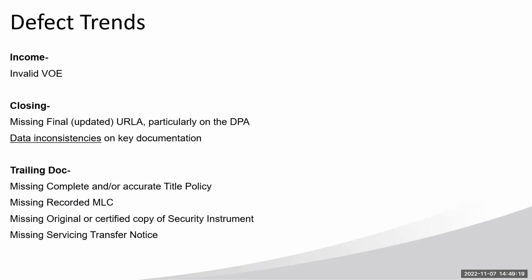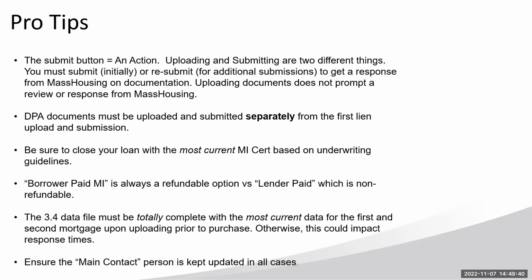Some current defect trends that we're seeing are, for income, invalid verification of employment; for closing, missing final, updated IRLAs, particularly on the DPA; data inconsistencies on key documentation, as well as missing trailing docs. Just a few pro tips.